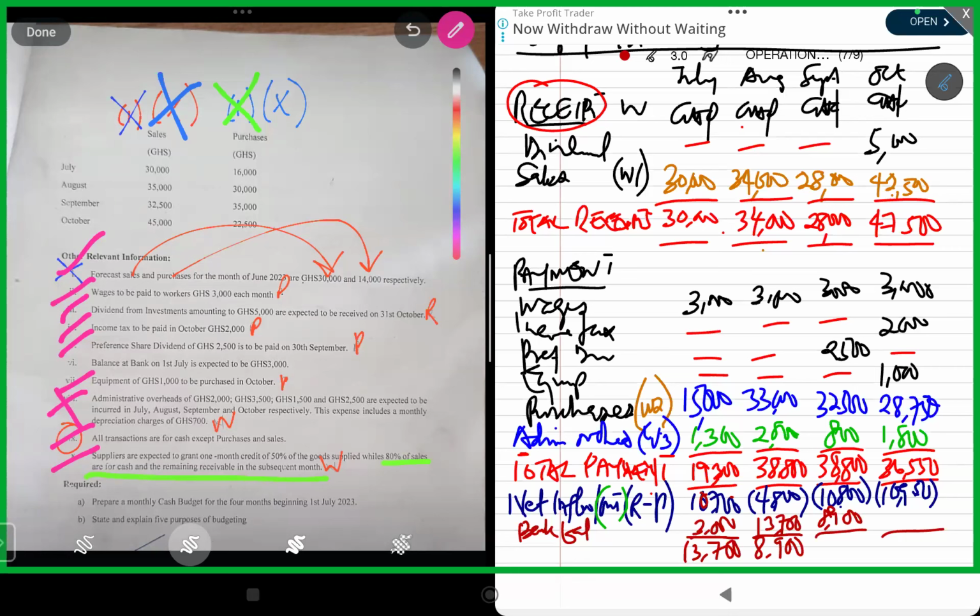What do you have? Look at the figure very well. Is it positive or negative? Negative 10,800 plus 8,900. Negative 1,900. So brackets, don't write negative, brackets 1,900.